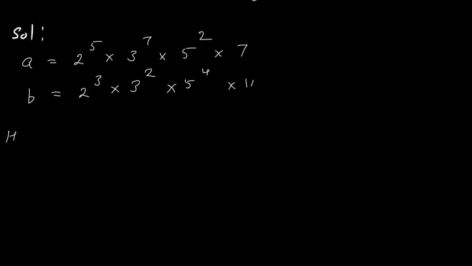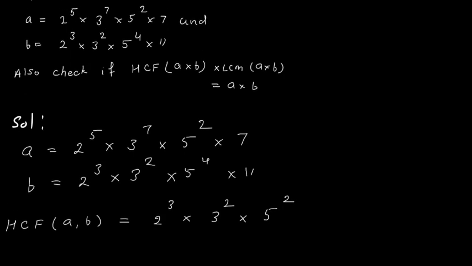Now for the HCF of A and B, the highest common factor, we are going to see the least powers of the terms which are common to both A and B. So first write the terms which are common. 2 is common, 3 is common, 5 is common, and see the least powers: 2 power 3, 3 power 2, and 5 power 2. So my HCF of A and B is 2 power 3, 3 power 2, cross 5 power 2. You can multiply and get the answer.